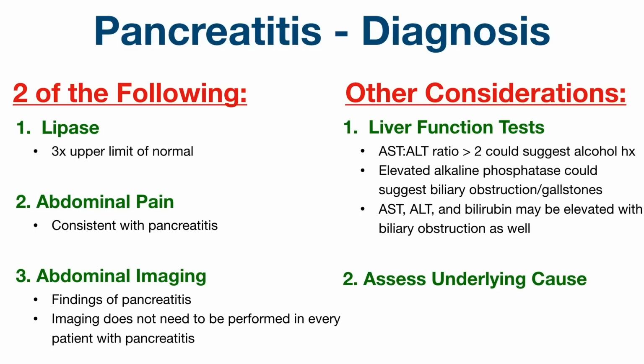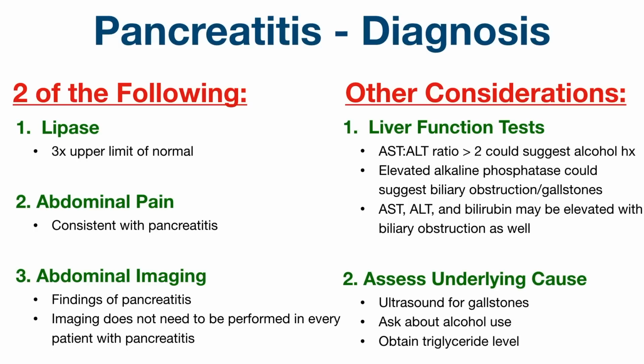You should also consider working up underlying causes to the pancreatitis. This may include a right upper quadrant ultrasound for gallstones, asking about alcohol use, or obtaining a serum triglyceride or ethanol level. Other labs may include a metabolic panel, lactate, complete blood count, CRP, and stool studies, especially with chronic pancreatitis.